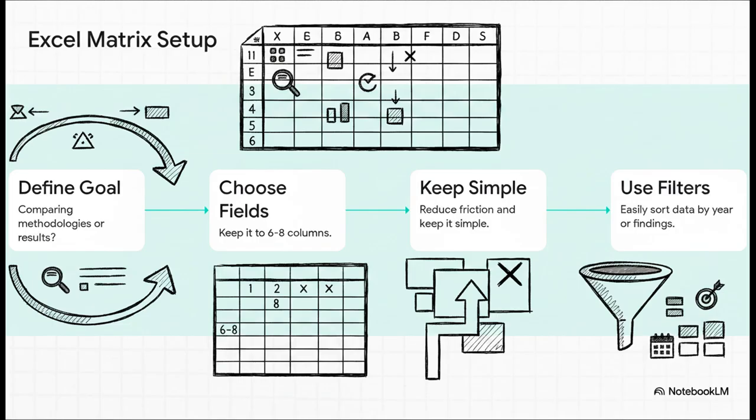Adding 20 columns to try and capture every tiny detail, that's just going to create massive friction and slow your momentum to a complete crawl. A field might be as simple as sample size, core argument, or limitations. Finally, use filters. When you've got dozens of rows, the ability to instantly sort your data by, say, the year of publication or a specific finding is an absolute lifesaver.